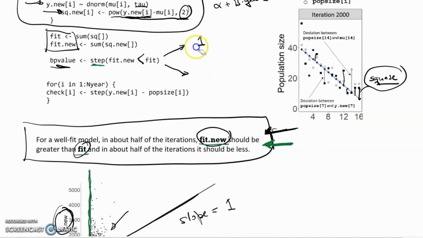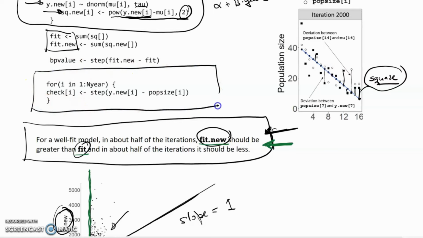And now, our last index of goodness of fit is going to come from here. What we're going to do is loop over the 16 years. So in each one of those 16 years, we are going to compare this newly generated value y new I with pop size I.